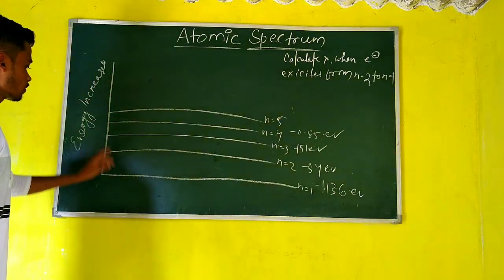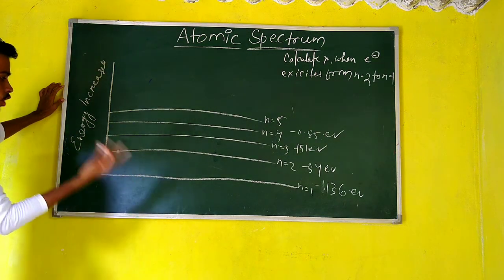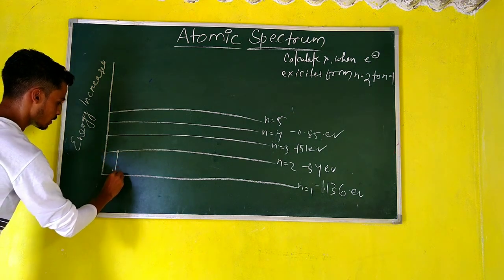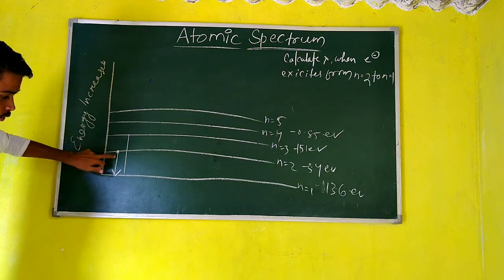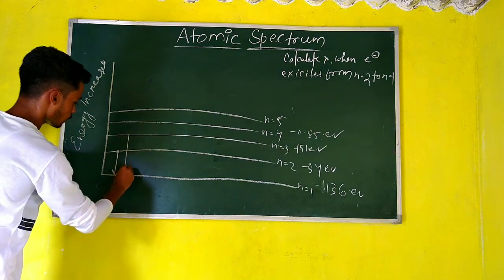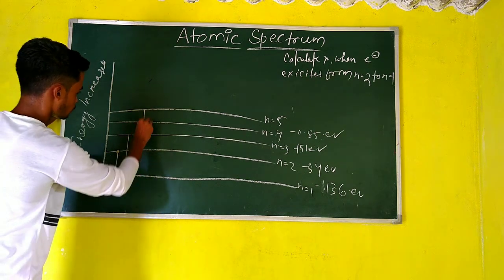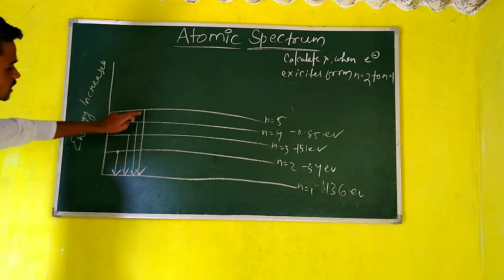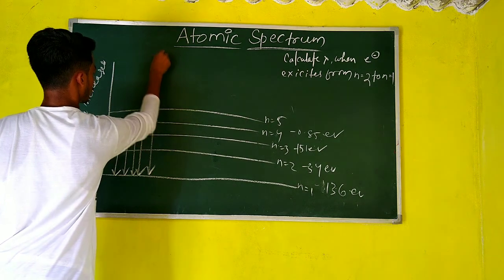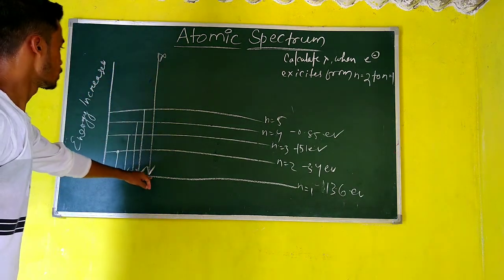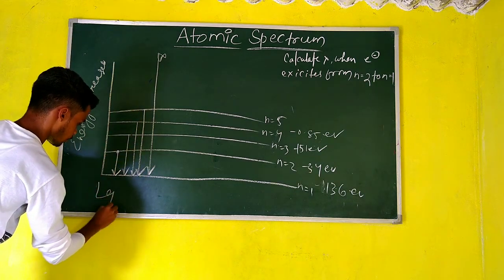Students, these are the first energy level. When the electron returns back or jumps from second energy level to first energy level, third energy level to first energy level, fourth energy level to first energy level, fifth energy level to first energy level, then infinite energy level to first energy level, in this diagram and in this statement we call it the Lyman series.